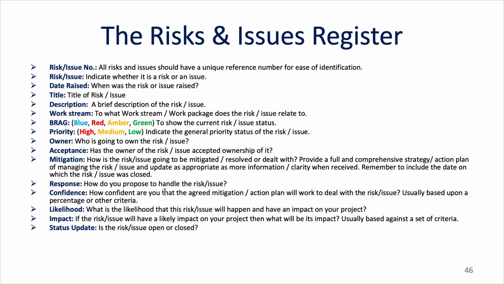Next, what's your confidence that the agreed mitigation or action plan will work to deal with the risk or issue? This is usually based upon a percentage or other criteria of confidence. Likelihood and impact are vital. What's the likelihood that this risk or issue will happen and have an impact on your project? What's the impact? If the risk or issue has happened or will happen, what will the likely impact be on your project plan? Usually it's based against a set of criteria of some sort. Finally, the status update. Is the risk or issue open or closed?